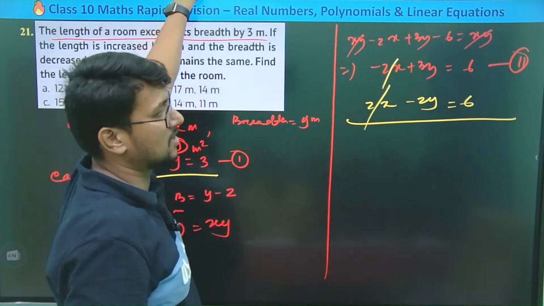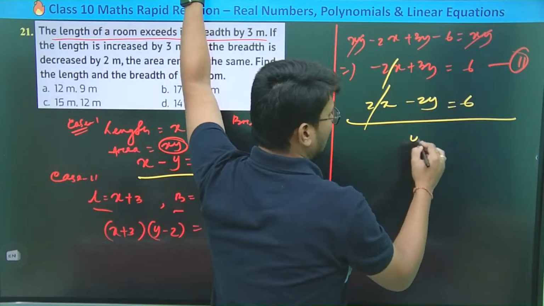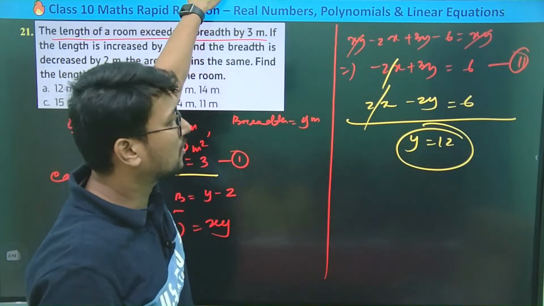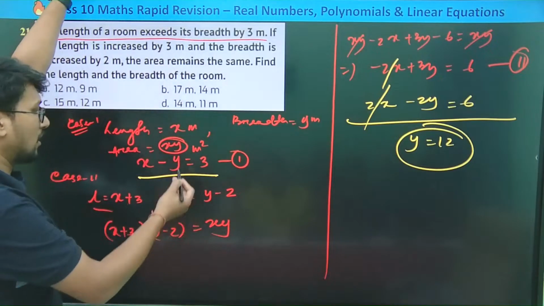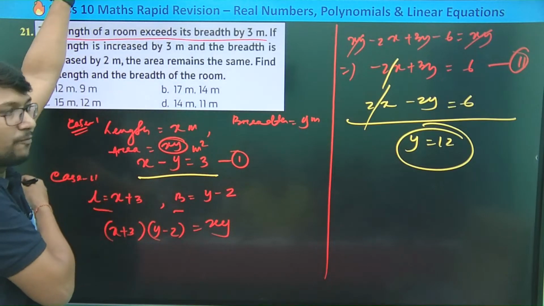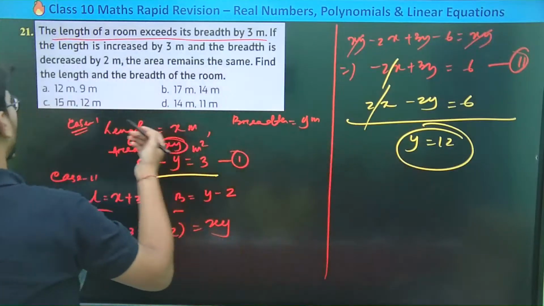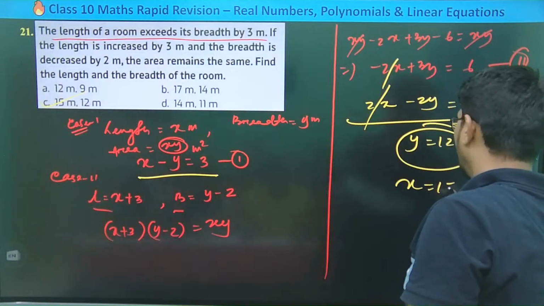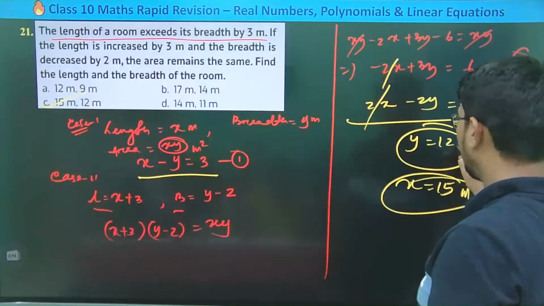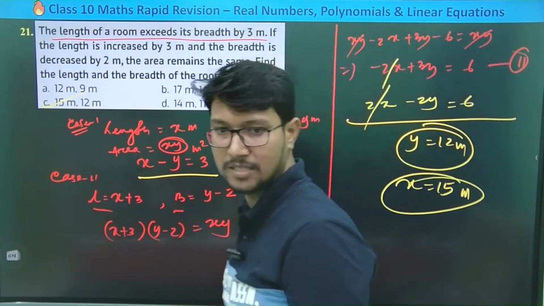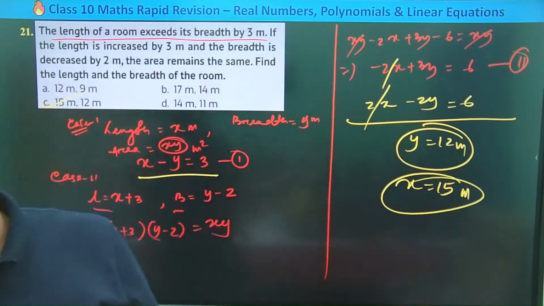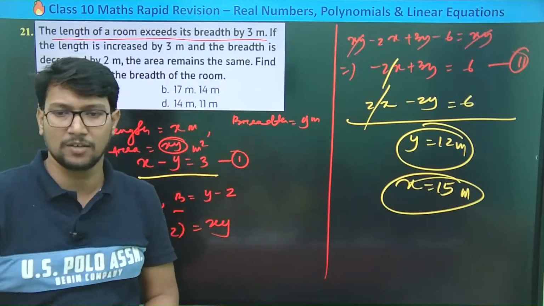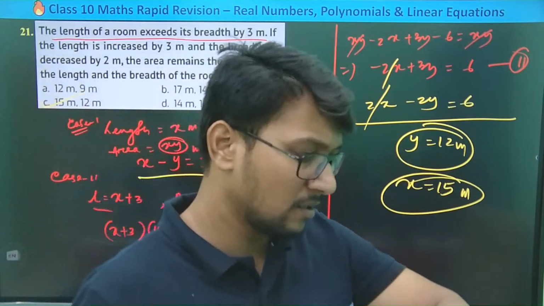Adding, 2x is cancelled. So 3y minus 2y is y. y equals to 12. Breadth 12, so check, length should be 15. So answer: x is 15 meter. Don't forget to write the units, and at last write therefore length is this, breadth is this. Though it is a short question, directly you have to write. Okay, over everyone.